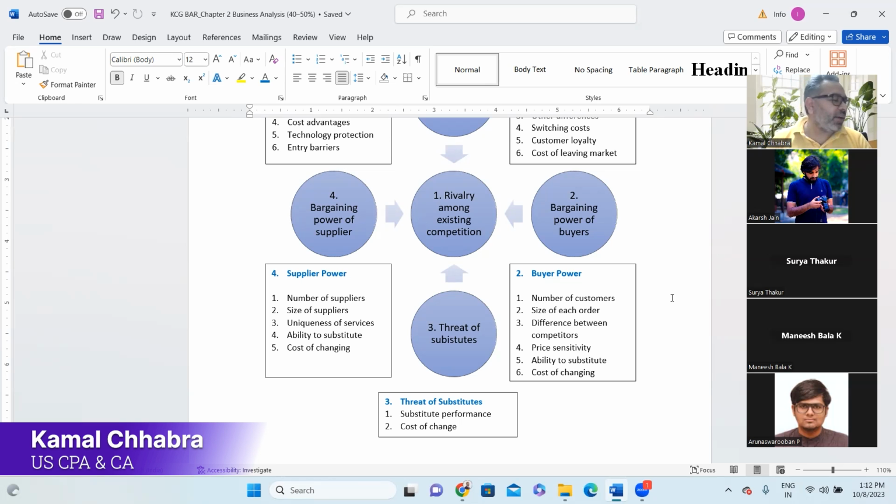Do you know what market size is for any business? What is TAM, SAM, SOM? Have you heard these terminologies? Sir, they were there in it, but I don't remember right now. So TAM is total addressable market.